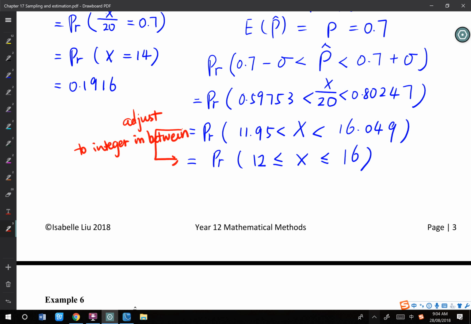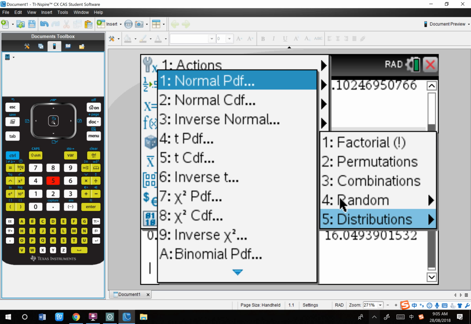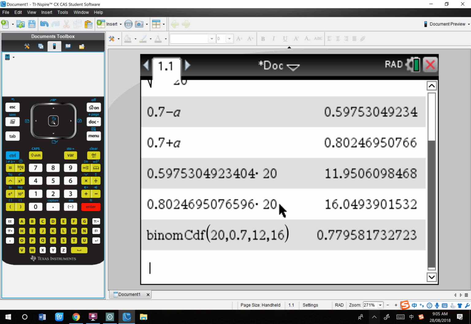Now x is a binomial distribution and you want x in between 12 and 16. Menu 5, 5, B, CDF. You have 20 trials, the probability of success each time is 0.7, with 12 as the lower bound and 16 as the upper bound. Then you get the probability that the sample proportion is in between those two values. If you use 11, the sample proportion is not going to be in between those values. You can have a try. That's 0.7796, to four decimals.